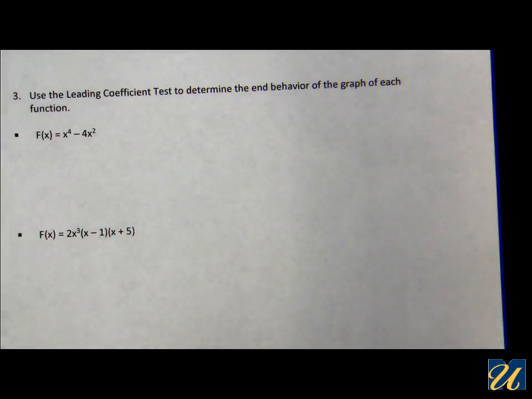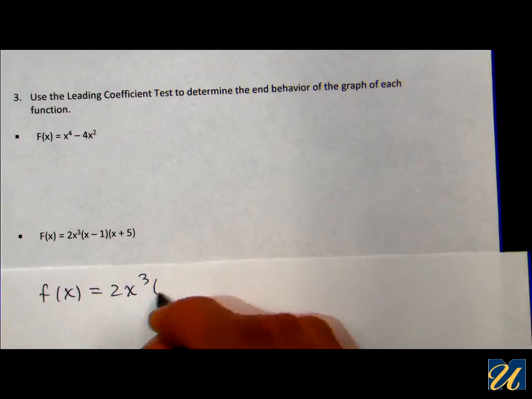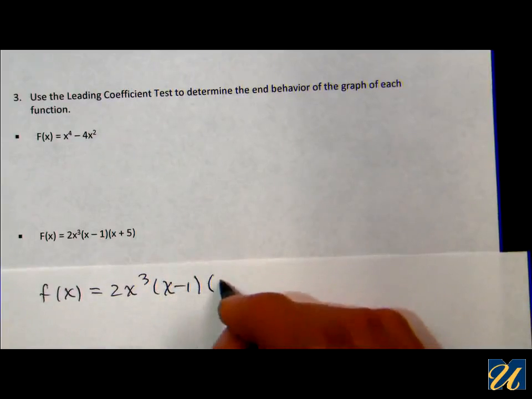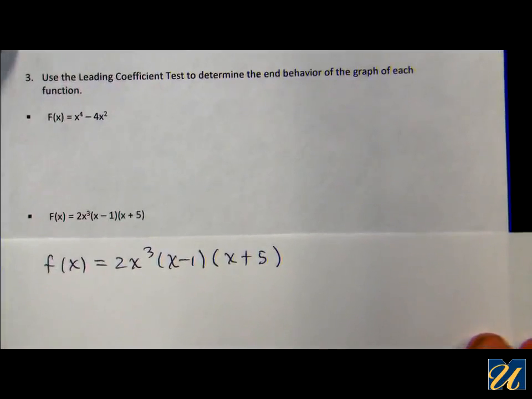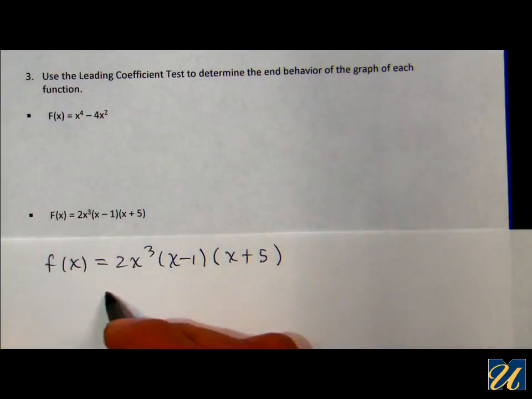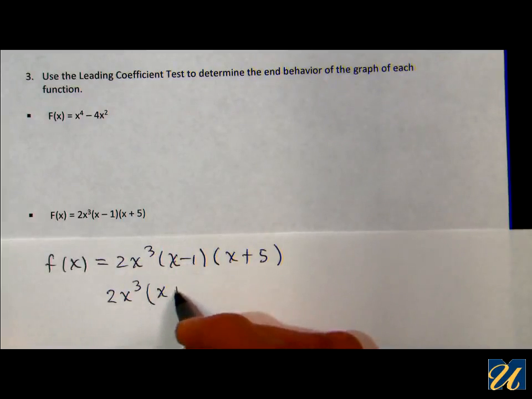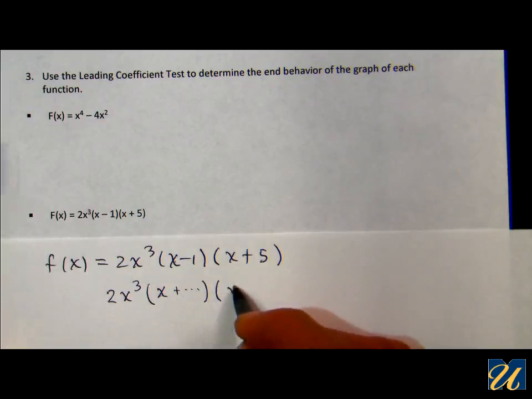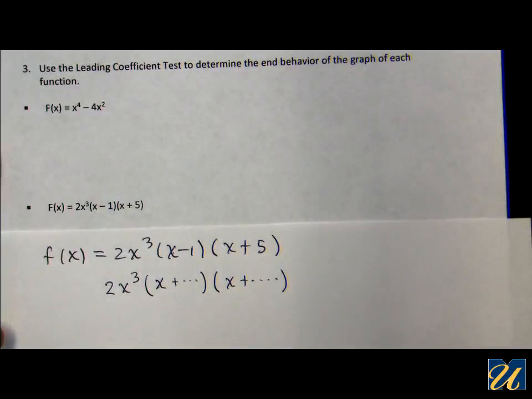F of x is equal to 2x cubed times x minus 1 times x plus 5. Okay, so take a look at that. F of x is equal to 2x cubed times x minus 1 times x plus 5. So here the lead term is not very obvious, so we're going to have to work on obtaining it. Now here we have x as your highest power, so the other stuff doesn't matter. Here we have also x as your highest power. The rest of the stuff doesn't matter, when I say it doesn't matter for the lead term test.